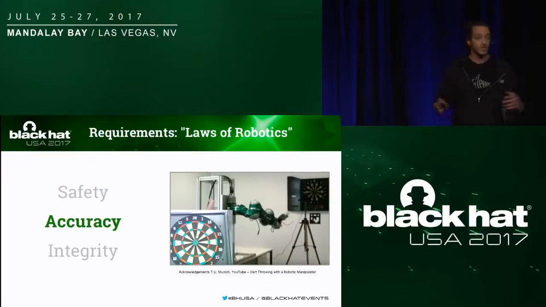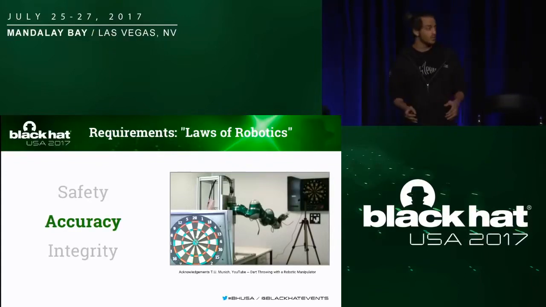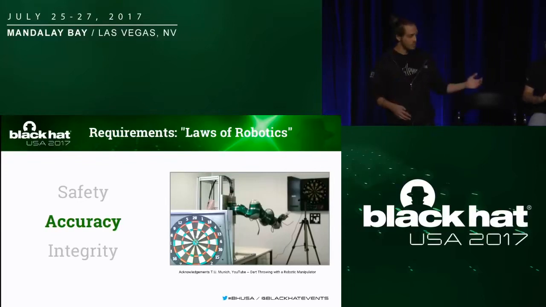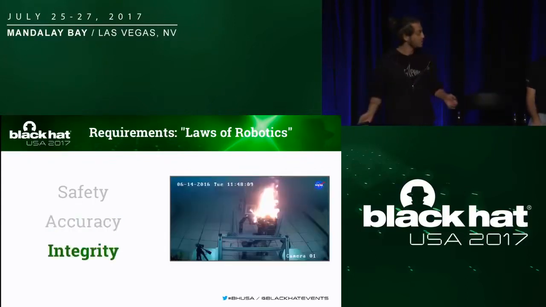The second one is accuracy. You can see in the image a robot that has been programmed to throw a dart right in the center of a dartboard. To do so, this robot must not only locate the dartboard, so have some input from the physical world, and do this accurately, but it must also throw the dart correctly. So we have a twofold requirement of input and output accuracy. The third and last requirement is integrity.